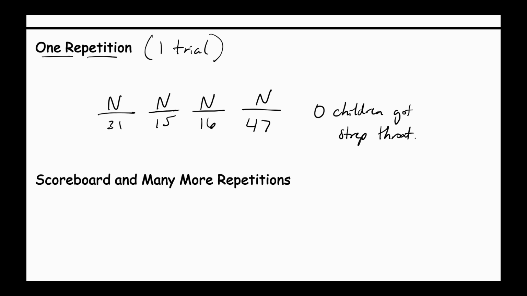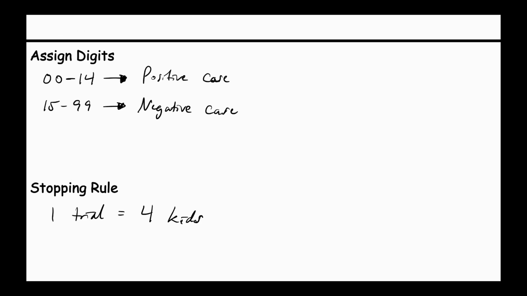because our rules, right, we have two rules. One rule is, when do we get a positive case? We said 0 to 14 on the random numbers chart. And then we said 15 to 99 is a negative case because there's a 15% chance of catching the disease if you come in contact with someone.